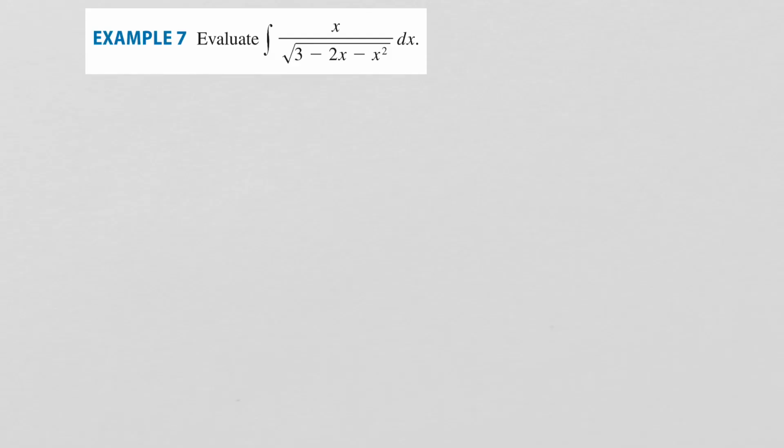In our final example, this one's a little bit tricky. You can't immediately use a trig substitution. What you need to do here is take the expression 3 minus 2x minus x squared, and we need to write it as a perfect square. So let me rearrange this to say it's negative x squared minus 2x plus 3.